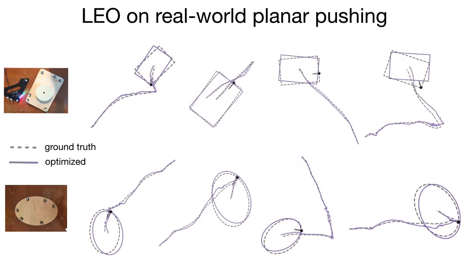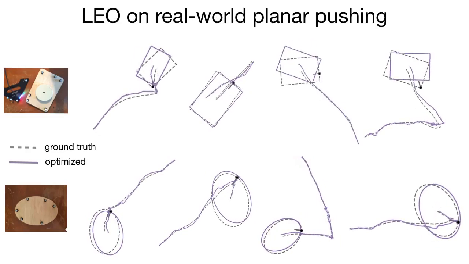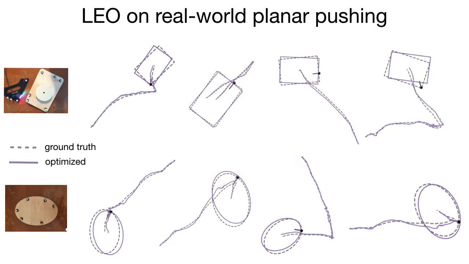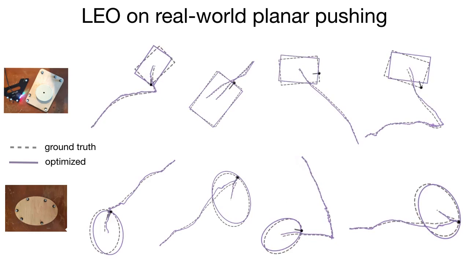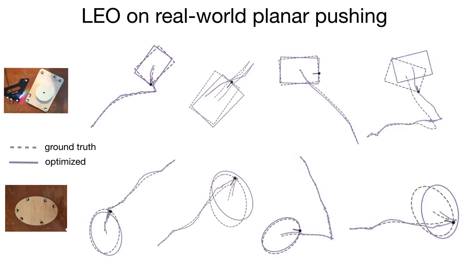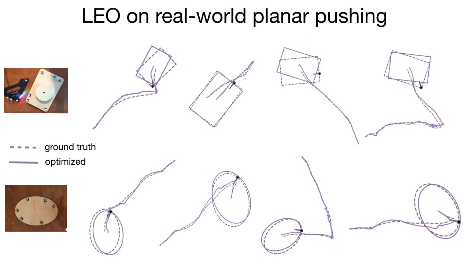We evaluate LEO on test data trajectories with two different objects, a rectangle and an ellipse. We initialize LEO with random model parameters, and over successive iterations, it is able to learn parameters that drive optimized trajectories close to the ground truth.